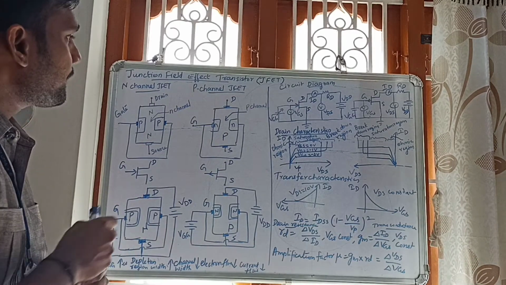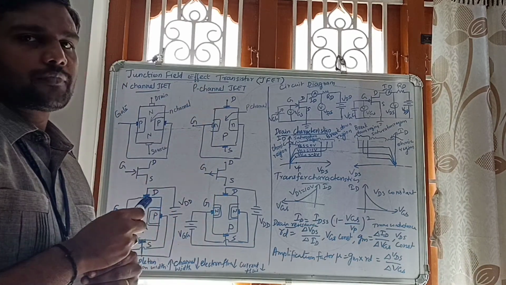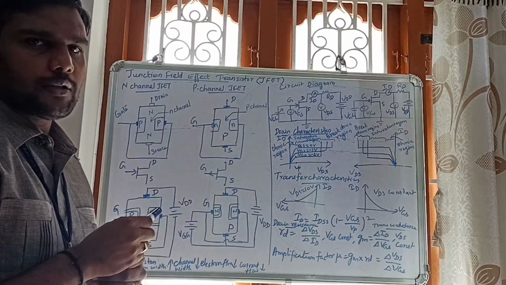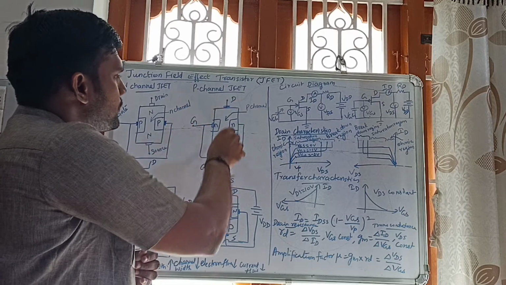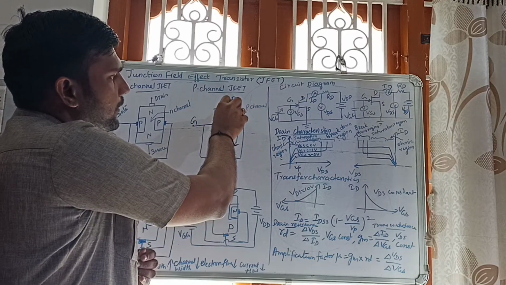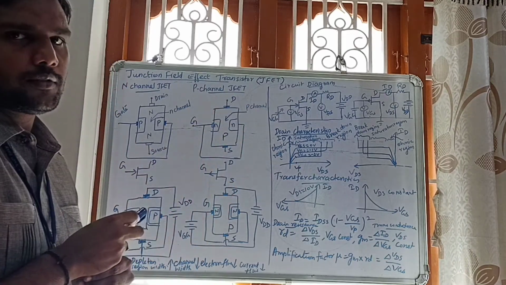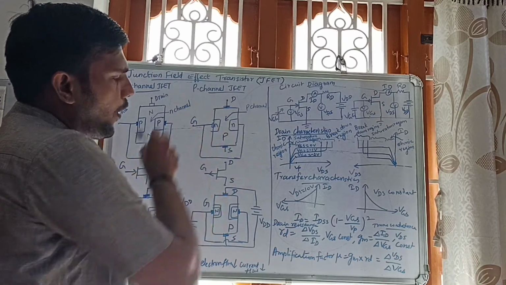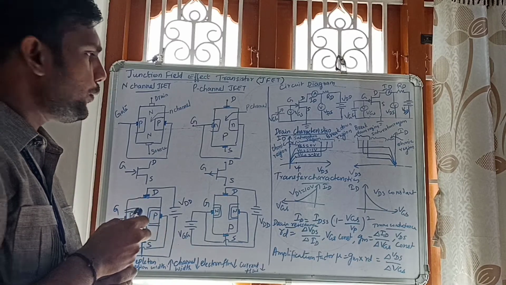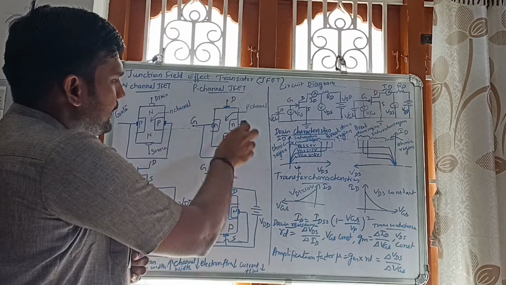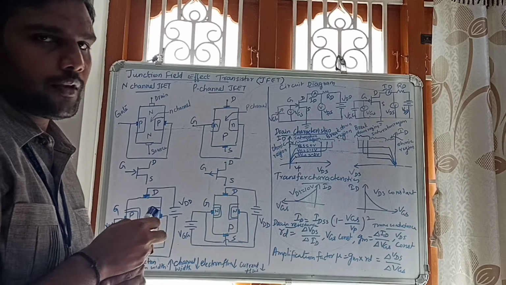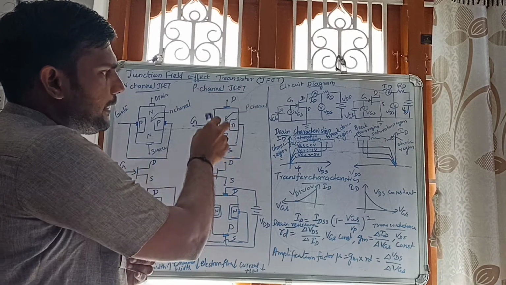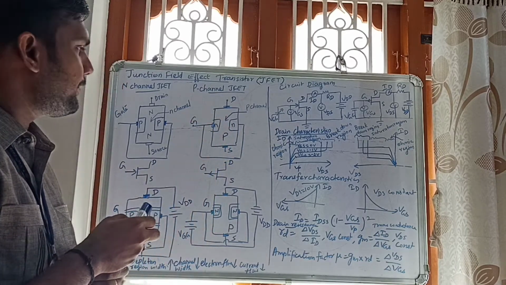Then, P-channel JFET. Here, initially, a P-type semiconductor bar is taken. At the two ends, drain and source are formed. At the opposite sides, N-type region is formed by doping N-type impurities. Both the sides are shorted, which will form the gate. In between the two N-type regions, P-channel is developed. That's why it is P-channel JFET.